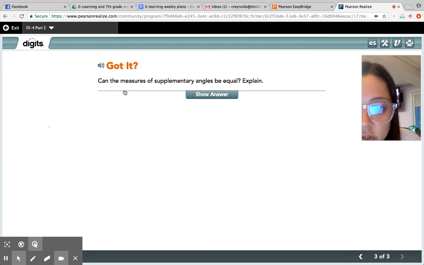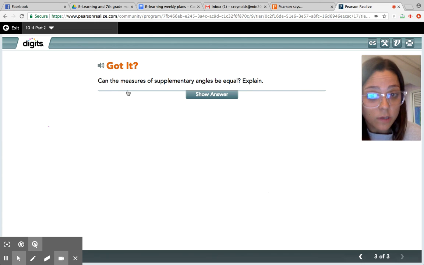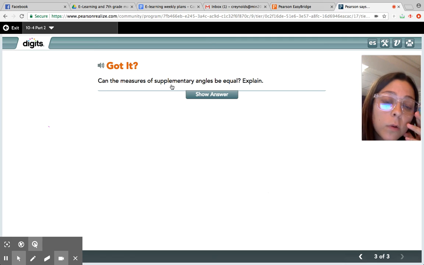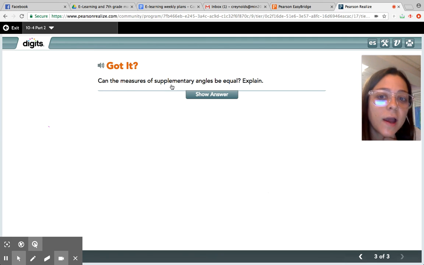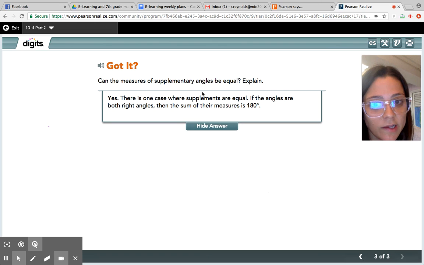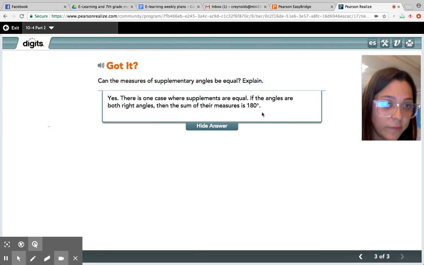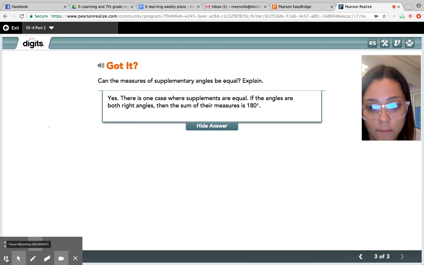Next part says, can the measures of supplementary angles be equal? So we know supplementary angles equal 180 degrees, right? So we have to find, well, what are two angles that equal 180 degrees but are equal to each other? So let's look at the answer. Yes, there is one case where supplements are equal. If the angles are both right angles, then the sum of their measures is 180 degrees, meaning the only two angles that can be equal but also are supplementary are two right angles, which are 90 degrees, because 90 plus 90 gives us 180 degrees.